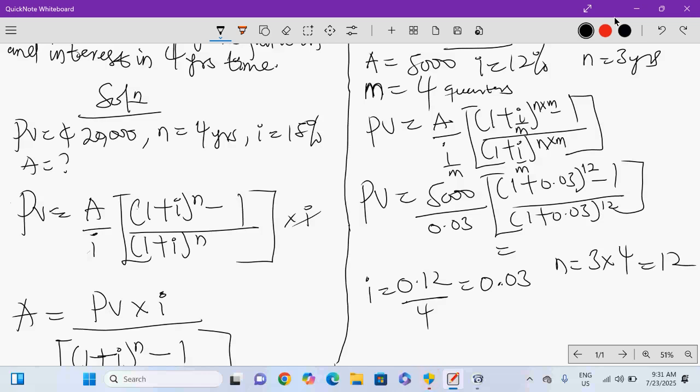According to my calculator, I'm getting 49770.202. So this is what I'm getting.